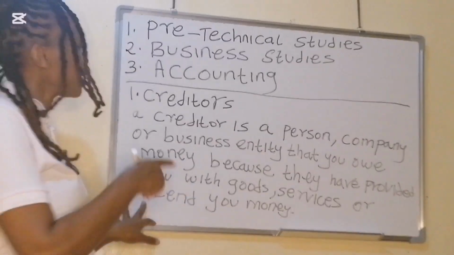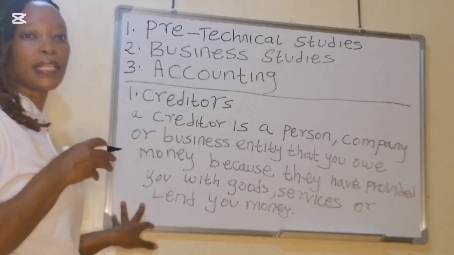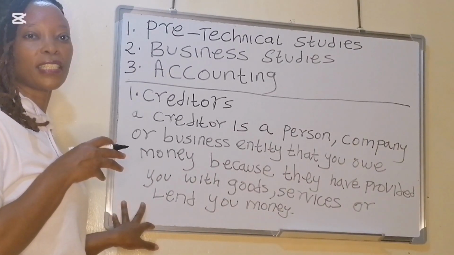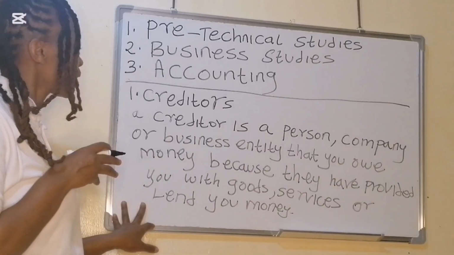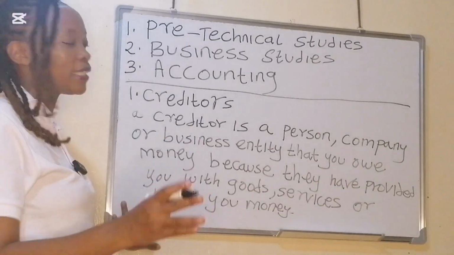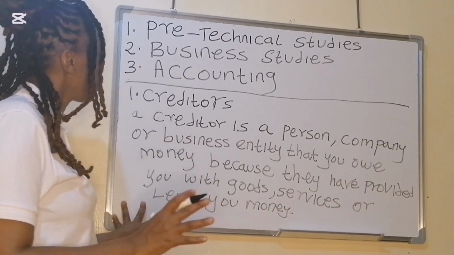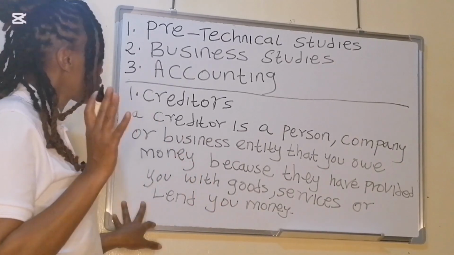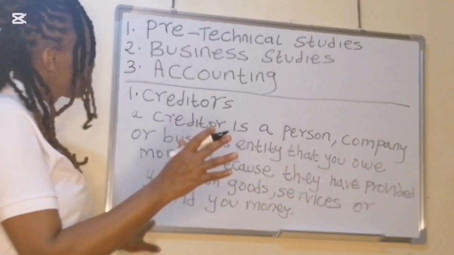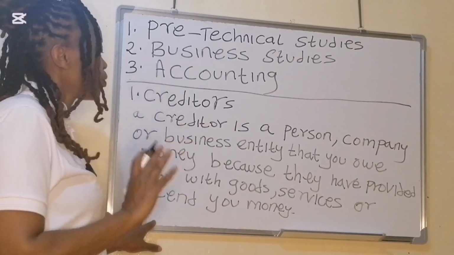And I told you when you are answering this question, you assume that you are the business owner as a student. And you ask yourself, I have a list of creditors. Who is a creditor in my business? If a bank has lent you money, it's a creditor. We have said it's a person, a company, or a business entity that you owe money. You as a business, you owe them money because they have provided you with goods, services or lent you money.